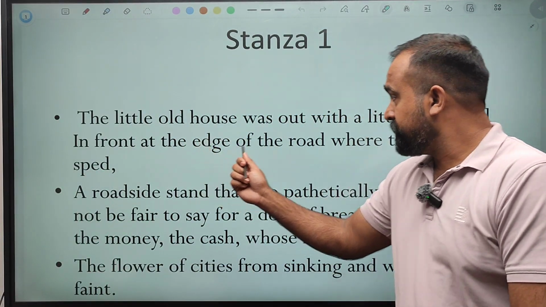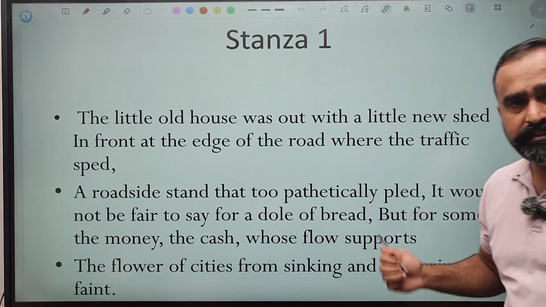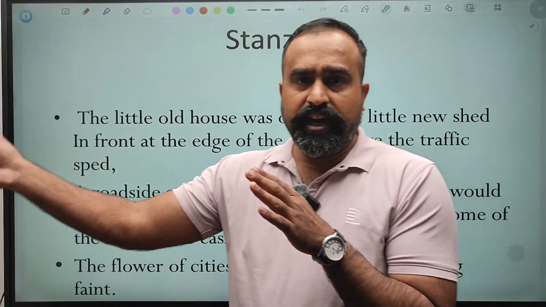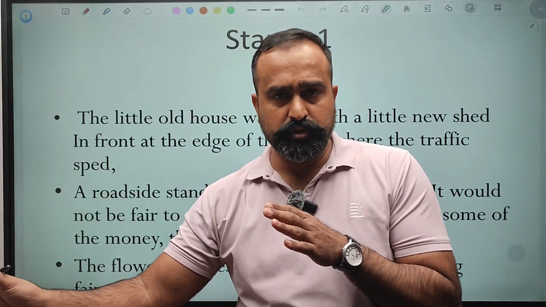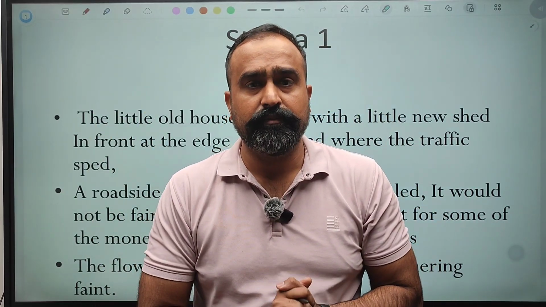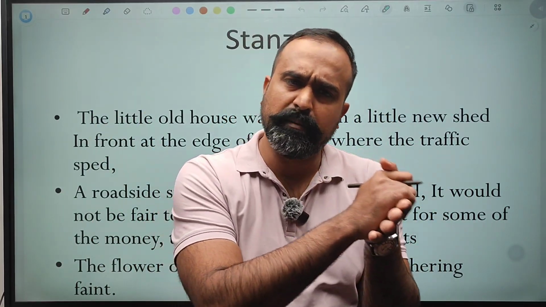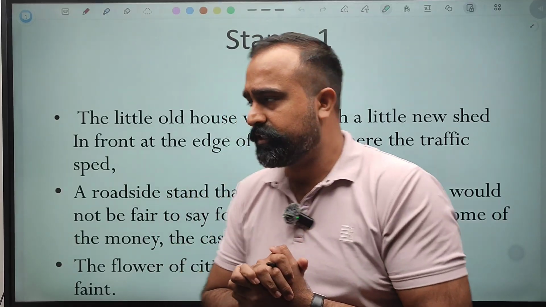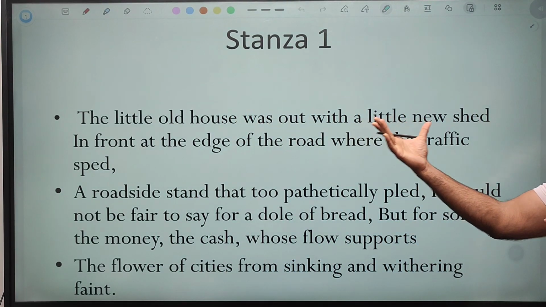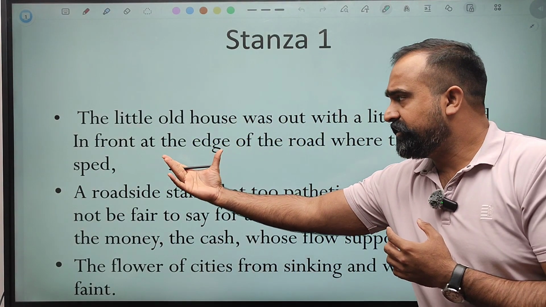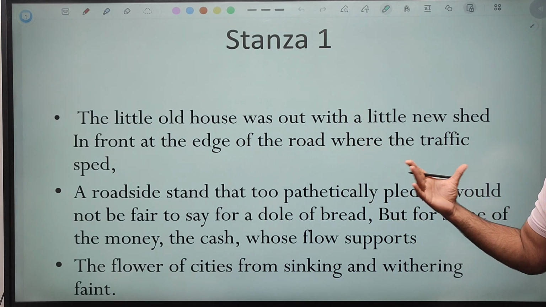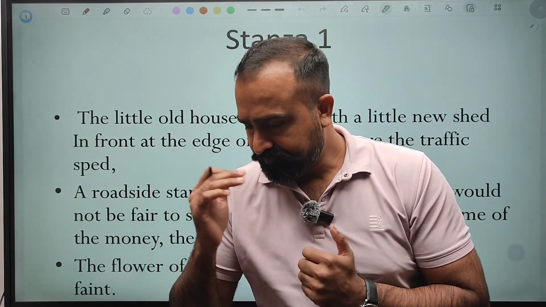Stanza number 1. The little old house was out with a little new shed. So we are going to see on the highway there was this small house, a farmer's house. He simply put up a small tin shed and opened a food stall, fruit stall, or most probably a vegetable stall. That's what is written over here. Was out with a little new shed in front of the edge of the road where the traffic sped. So this line means at the highway.